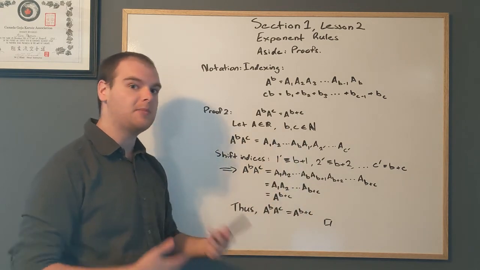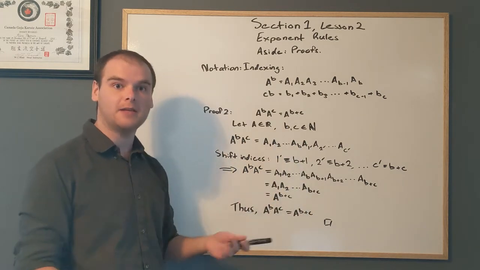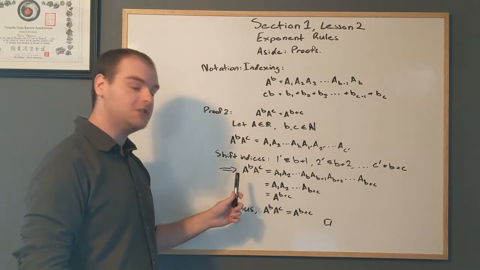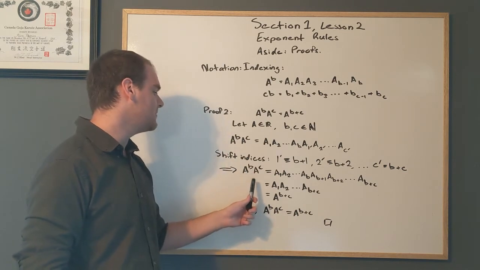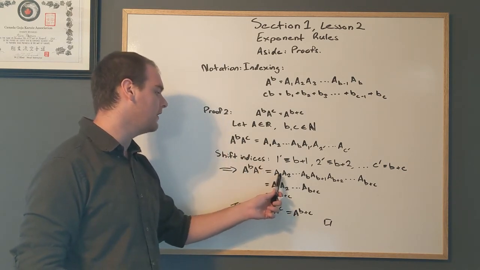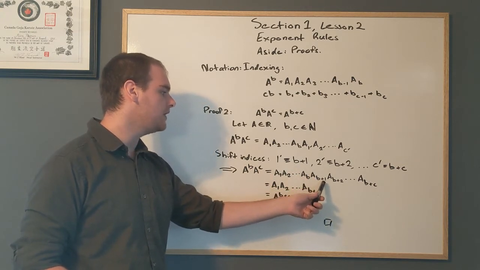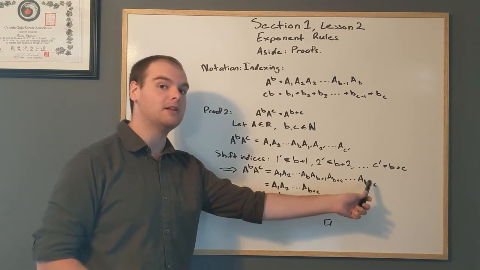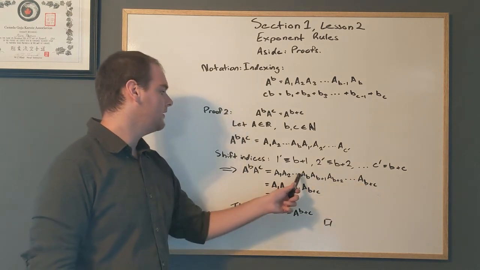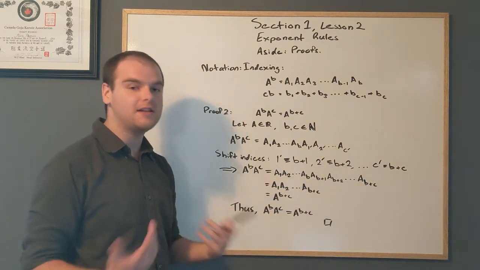So this doesn't change how many a's I have. This is just a different way of labeling them. If we do this, then we have a to the power of b times a to the power of c is a1 all the way to ab. But now we're multiplying by a to the b plus 1 all the way to a to the b plus c. Now this part here is unnecessary information.